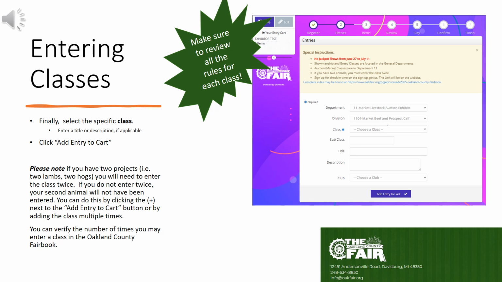You can do this by clicking the plus button next to the Add Entry to Cart button, or by adding the class multiple times. You can verify the number of times you may enter a class in the Oakland County Fair book.